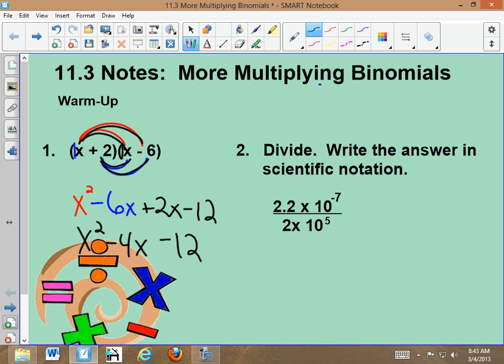2.2 divided by 2 equals 1.1. Now, is my decimal to the right of my first non-zero number? Yes. Somebody said no. But yes, it is. So, it's in scientific notation. All I got to do now is bring the bottom to the top. It's a positive 5. When it crosses the fraction bar, it becomes a negative 5. Negative 7 minus 5, negative 12.